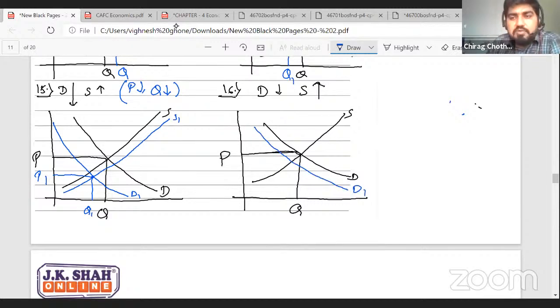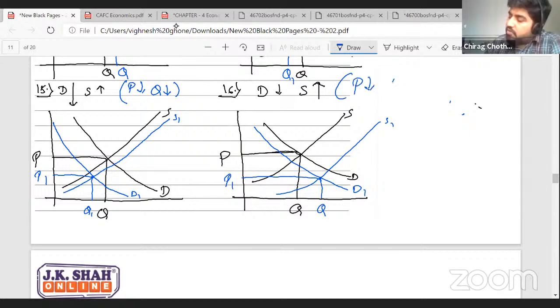So this becomes our D1. And look at the supply curve. The supply curve shifts towards right in a large quantity. Yes or no? So this will be our supply curve. Look at the new equilibrium quantity and new equilibrium price. Price will decrease and quantity will increase, right? So I hope students you are very clear in this, right?